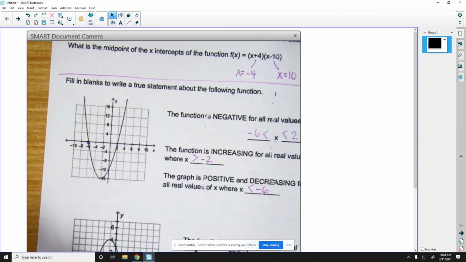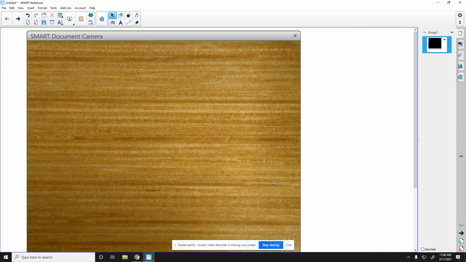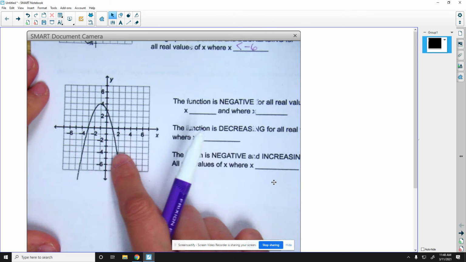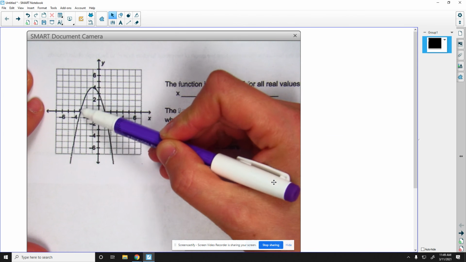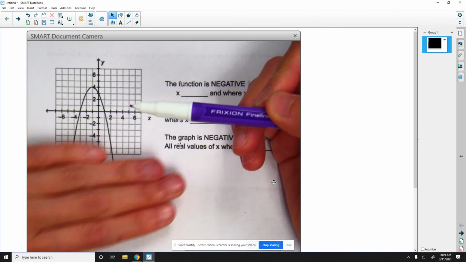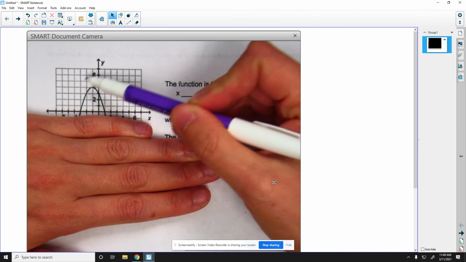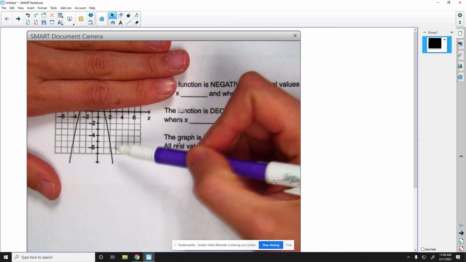Let's do this one then. Here, let me fold this just so I can see it better. Okay, so here's my picture. It looks like I am increasing until this point, and then I'm decreasing. I have the positive part of my function, and I have the negative part of my function.